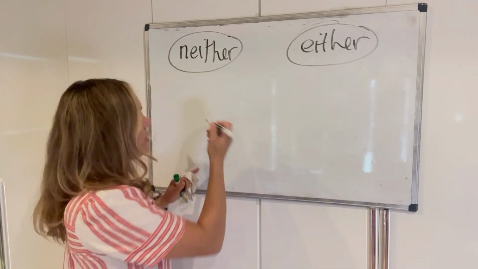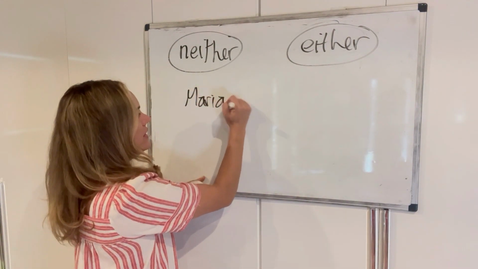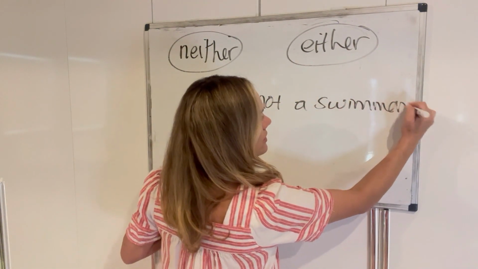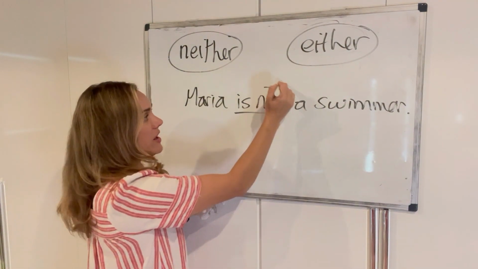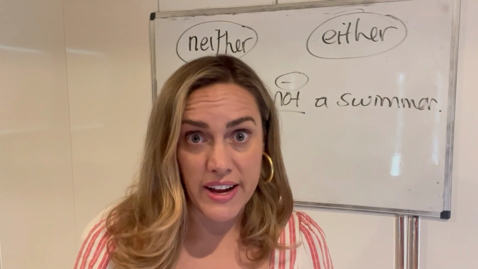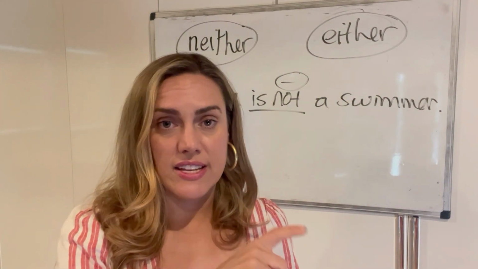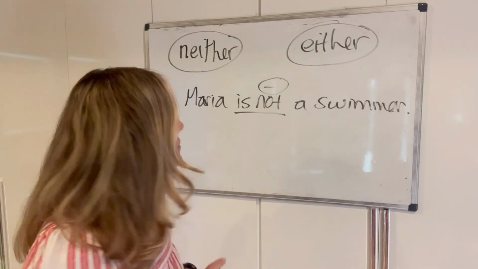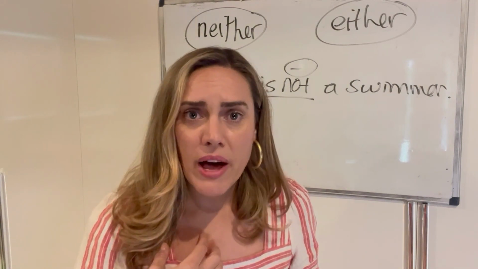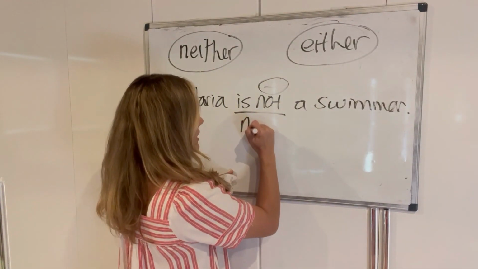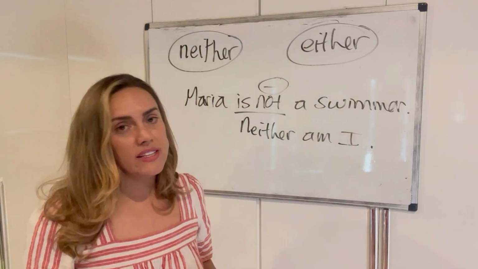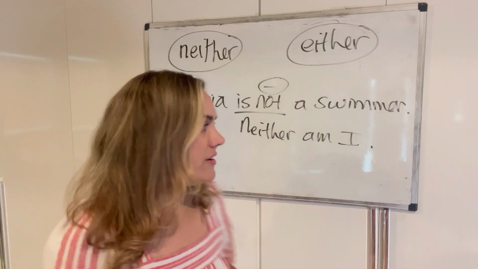So for example, I can say Maria is not a swimmer. Not is negative. So now if I can also find a similarity with that statement, I can use either or neither. Maria is not a swimmer. Hey, neither am I. Or I can say, I'm not either.